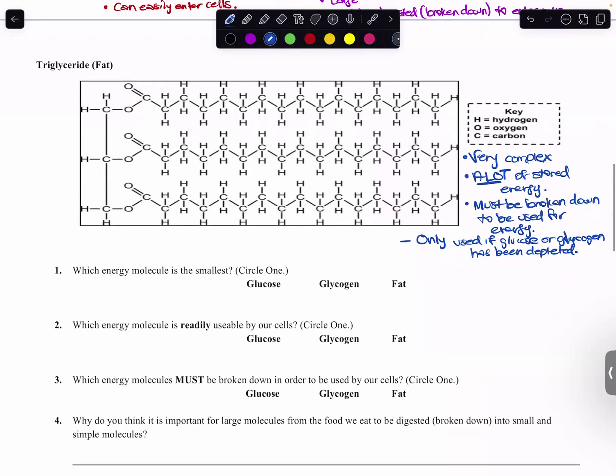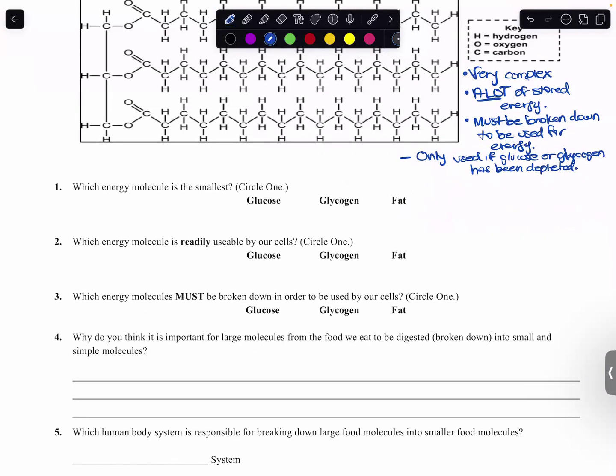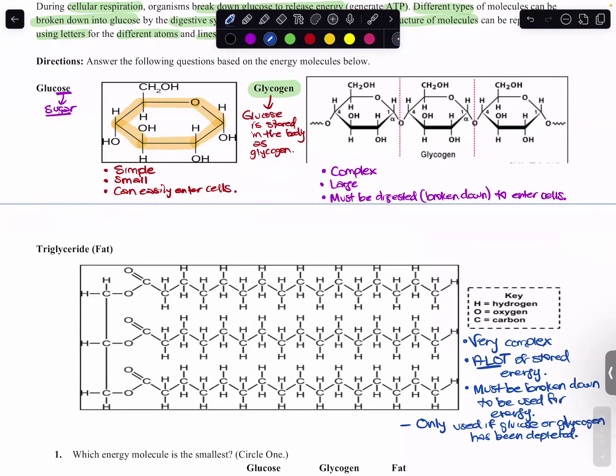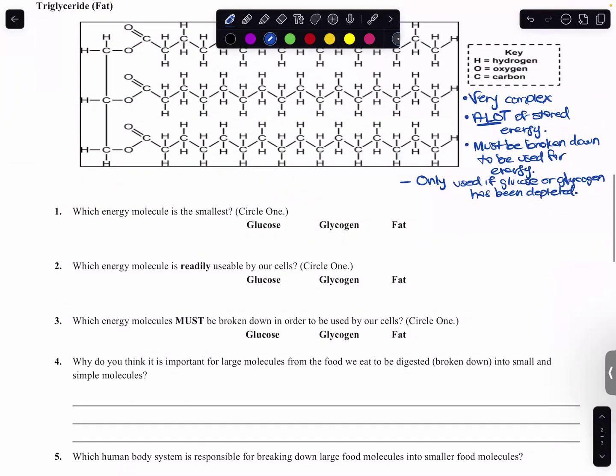Now, number one, we're going to quiz ourselves. Which energy molecule is the smallest? Out of these three, glucose, glycogen, and triglycerides or fats, which is the smallest? We should know by now, glucose. It's the only one that we said did not have to be broken down. It is already easily able to enter the cells, which brings us to number two. Which energy molecule is readily usable by our cells? Again, that would be glucose. That's why our body just loves glucose so much, because it's ready, willing, and able to be used for energy.